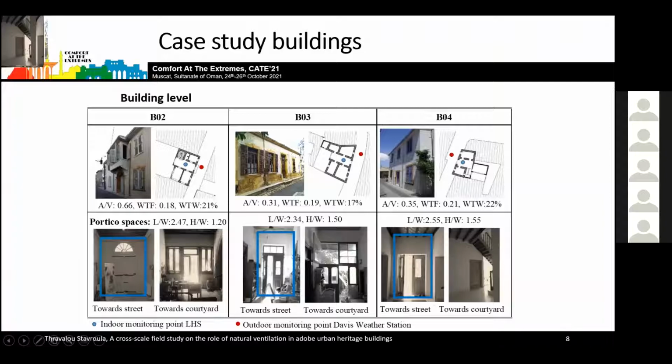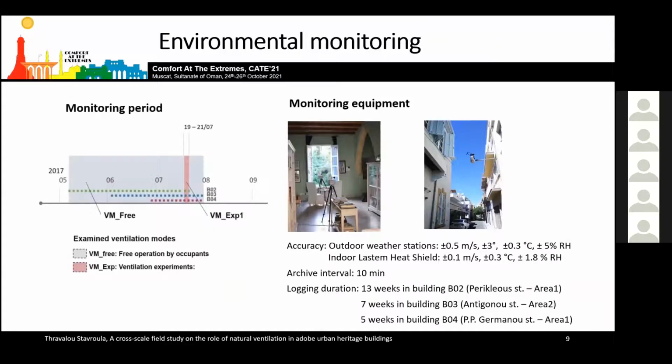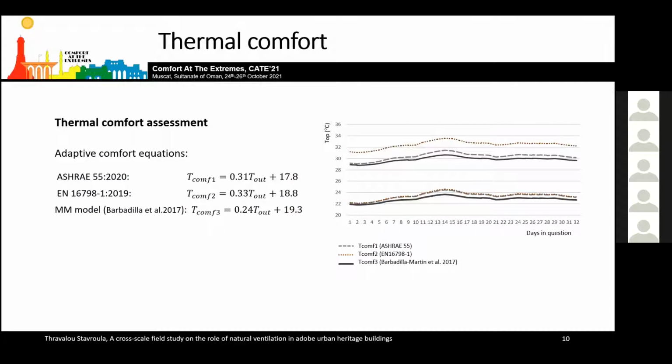Indoor and outdoor environmental monitoring were monitored through relevant equipment for various weeks. The first part of the monitoring period involved the unobstructed operation of windows by the occupants, and in the second part, occupants were asked to isolate the portico space and apply all-day ventilation with a maximum percentage of window opening. The aim of this experiment was to identify the maximum indoor air velocity in each building.